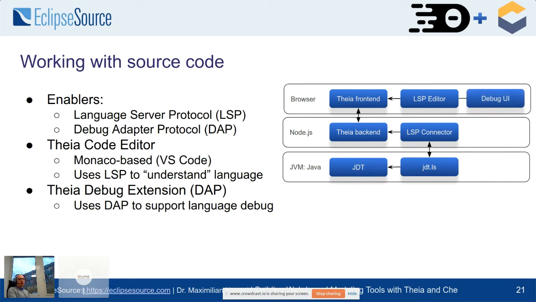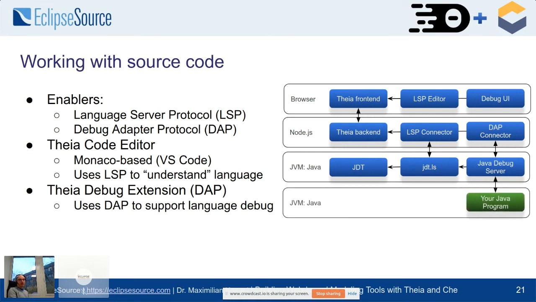And the same goes for debugging, so that you have the debug UI in a front-end contribution, and you have a debug adapter protocol connector, and it runs in a JVM, a Java debug server, which in turn uses the JDT language server. So with all that, and in the end, of course, we also launched our Java program that will be yet another JVM. So all in all, for any language that ships with a language server protocol enabled server, and any language that supports the debug adapter protocol, you get this kind of functionality out of the box pretty much for free.